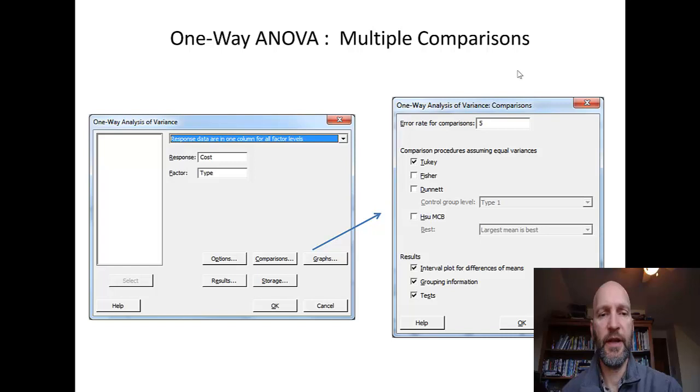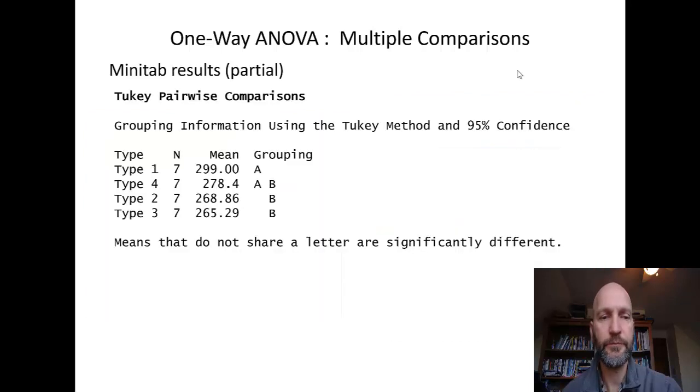To do this in Minitab, all you need to do is run the one-way analysis of variance, and before you click OK, push the comparisons button and another window will open. Put in an error rate of alpha, so here we have 5%, and then choose the Tukey comparison procedure. That's the one that we're going to always use, and then make sure you pick all 3 of the different result buttons.